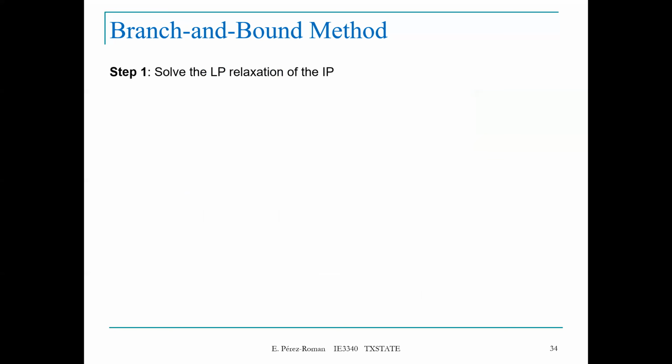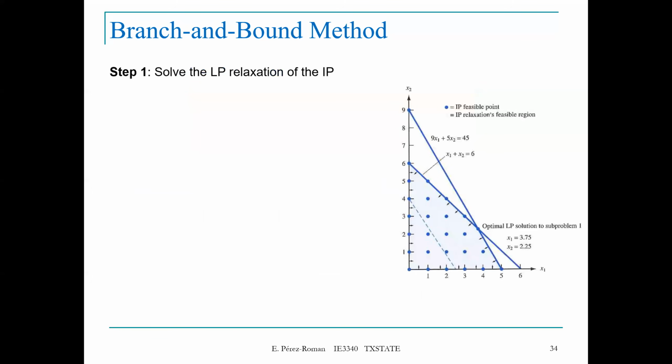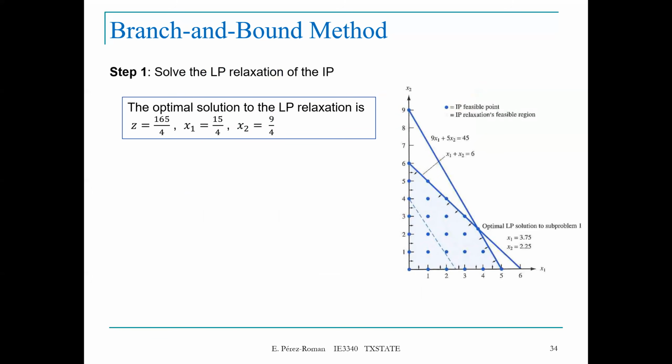So the first step of the branch and bound method is to solve the LP relaxation of the IP. So we are basically going to ignore the restriction of having integer solutions. We're going to solve it as if this were a linear programming model. Using the LP relaxation and the graphical method, since this is a 2-decision variable problem, we can apply the graphical method, which you're familiar with.